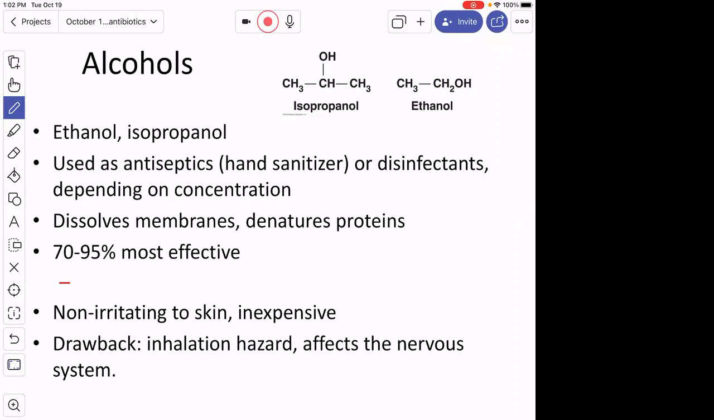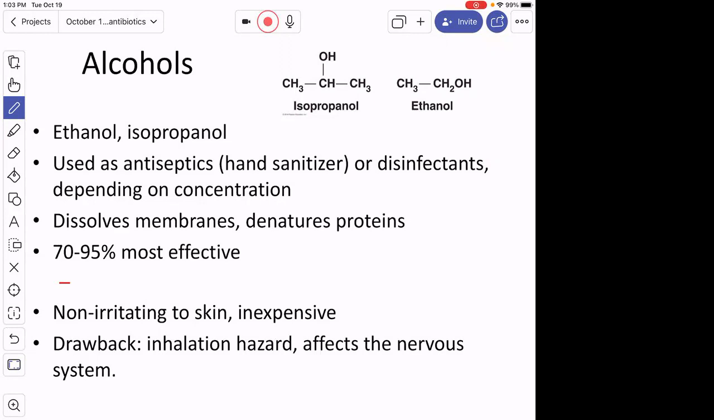So the alcohols are in widespread use right now. Normally we think about using either ethanol or isopropanol, as a disinfectant or an antiseptic, usually depending on the concentration. One chemical that we skipped over, that you'll find in your book, is the phenols. We don't talk about phenols that much anymore because they're a bit more toxic and irritating to us. Some of the use of the phenols has been replaced with alcohols.